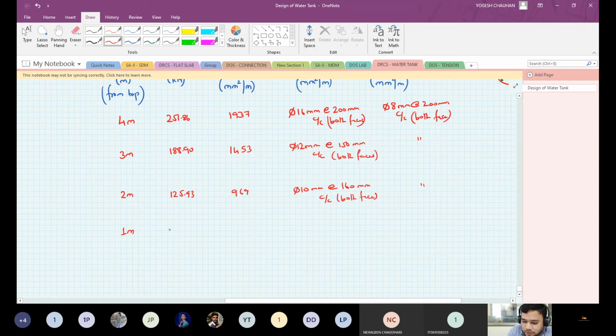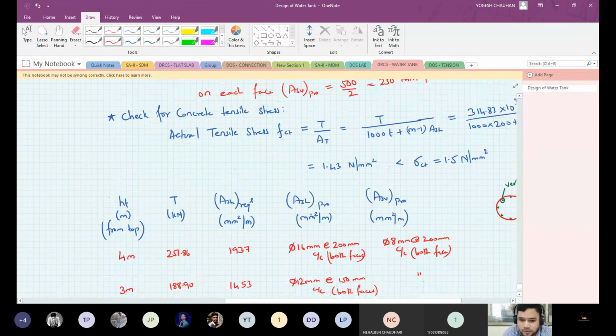Okay, and at 1 meter it is 62.97, and this will be 484 required steel, and here it will be 8 mm at the rate 200 mm center to center, both faces. Okay, so this is all about the reinforcement in the walls, side walls.